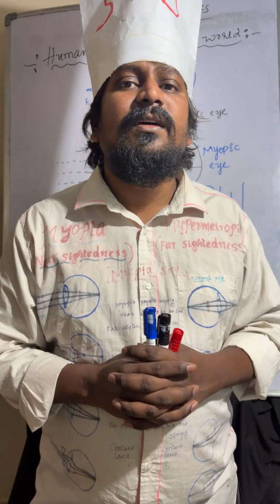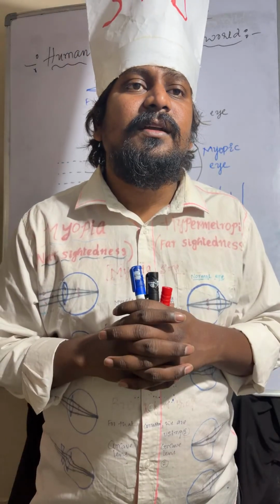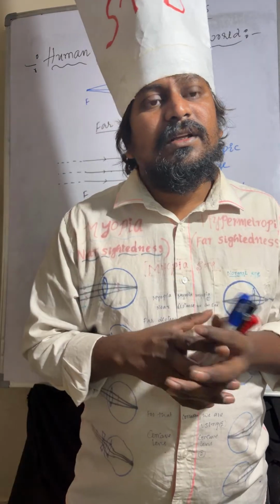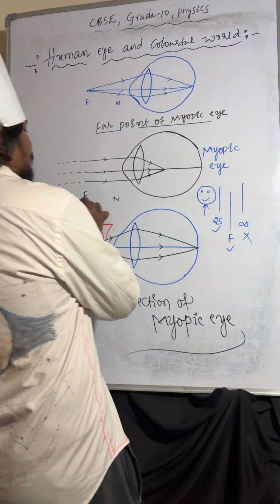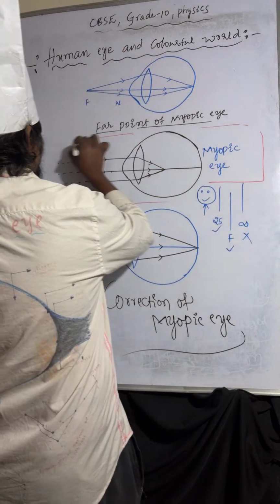So that is about the human eye. That is about the myopic eye and its correction. Here, if you observe the second diagram, we can understand the causes of myopia.